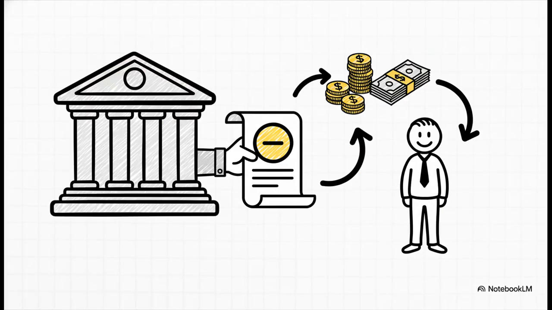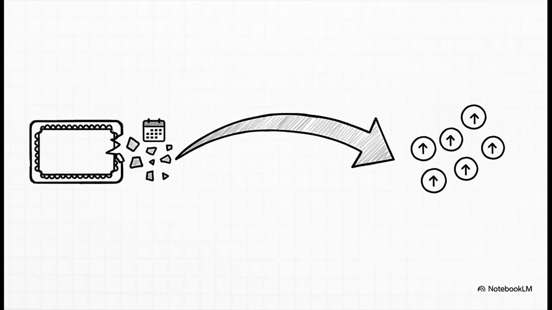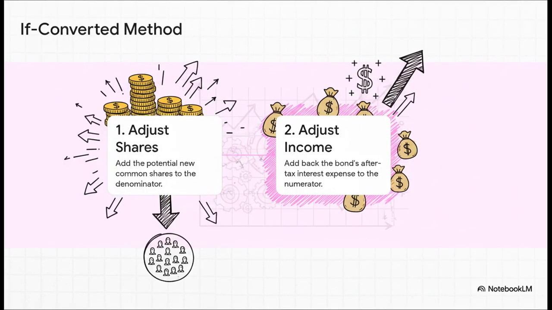Okay, so for stock options, accountants use something called the treasury stock method. It assumes the cash from options is used to buy back stock. The difference is the net new shares. For convertible bonds, we use the if converted method. We just pretend they were converted to stock. This changes both the earnings and the share count, basically as if the debt never even existed.